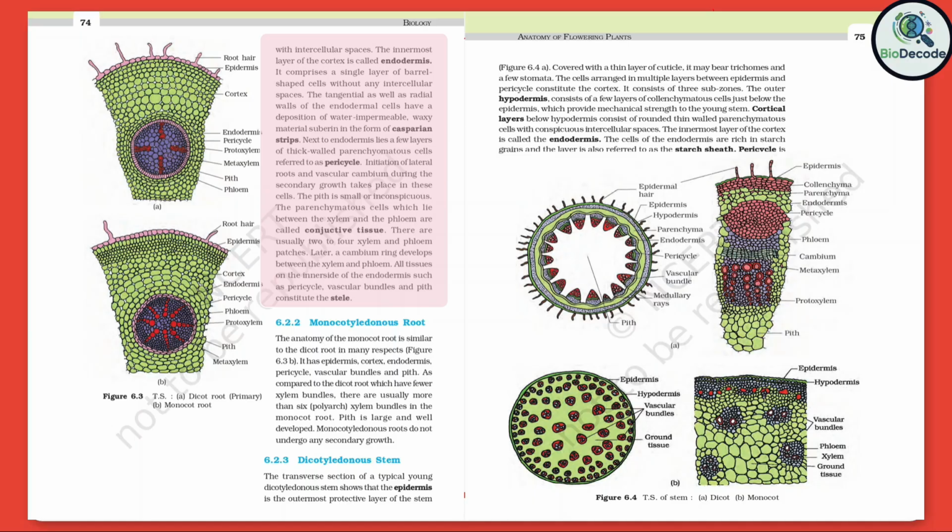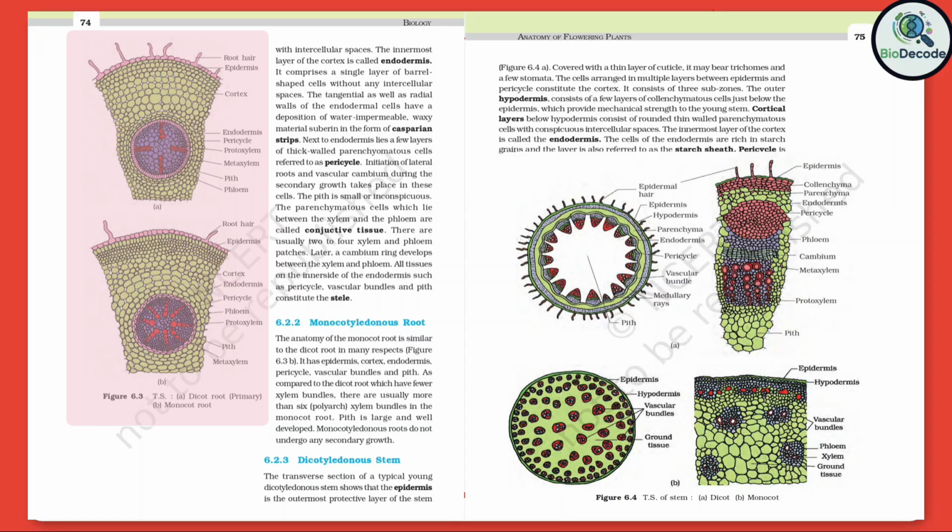Later, a cambium ring develops between the xylem and phloem. All tissues inside the endodermis, that is, pericycle, vascular bundles, and pith, together constitute the stele. Figure 6.3 shows the transverse section of roots. Part A represents a dicot root, showing root hairs, epidermis, cortex, endodermis, pericycle, protoxylem, metaxylem, and phloem arranged radially. Part B represents a monocot root, which shows a similar arrangement but with more xylem bundles and a larger, well-developed pith.